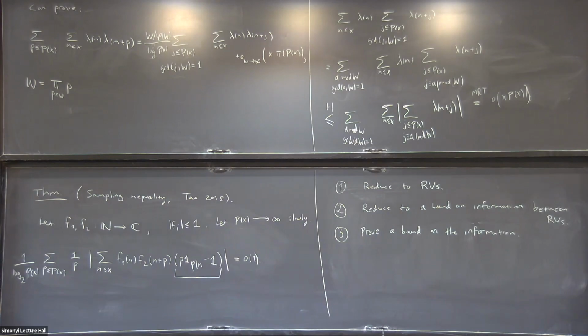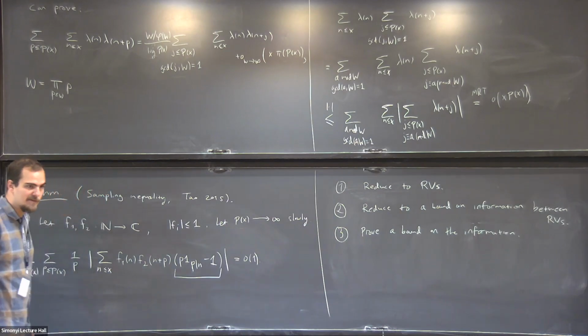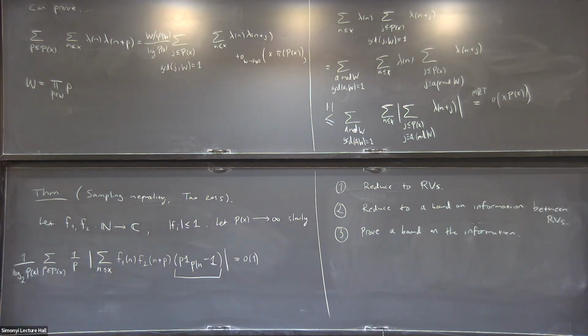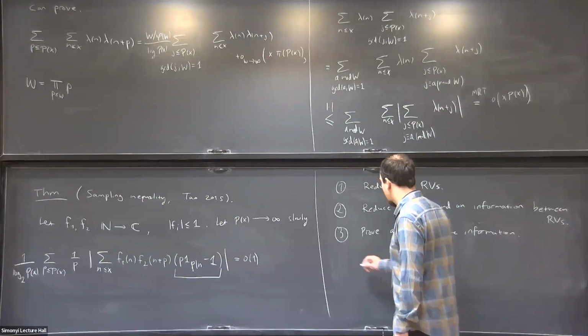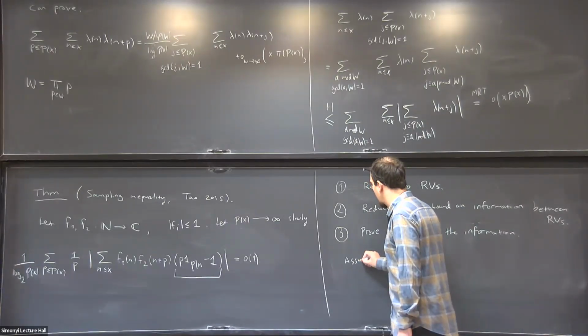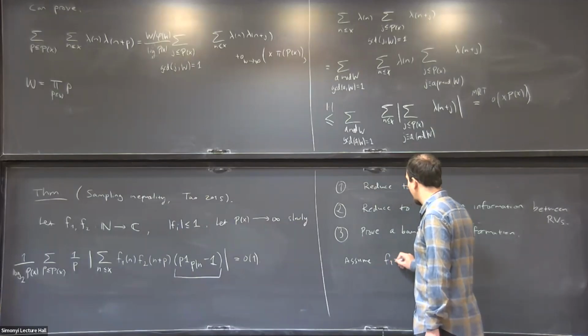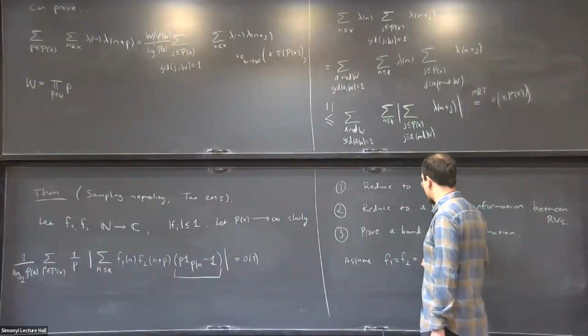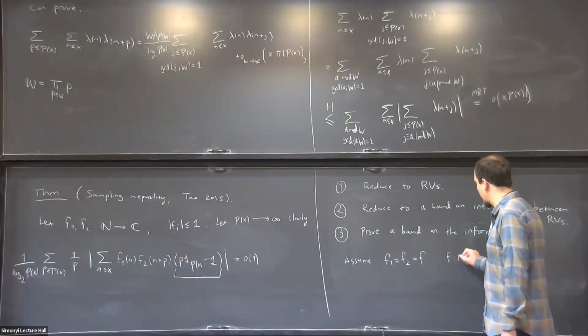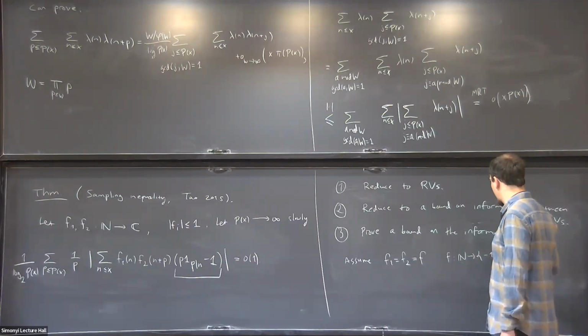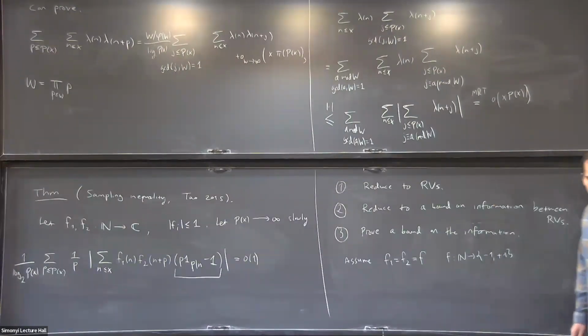Let's start with step 1. That's essentially just manipulating this expression to something that looks more like a function of 2 random variables. And just to simplify the proof a little bit, let me make a few assumptions. Let's assume in the proof sketch that f1 and f2 are the same function, and that f takes +1, -1 values.